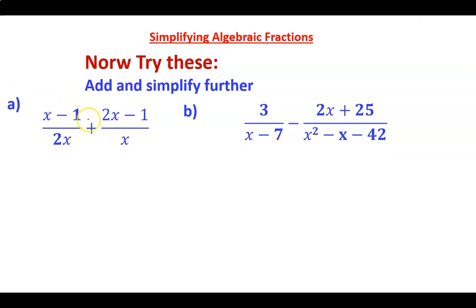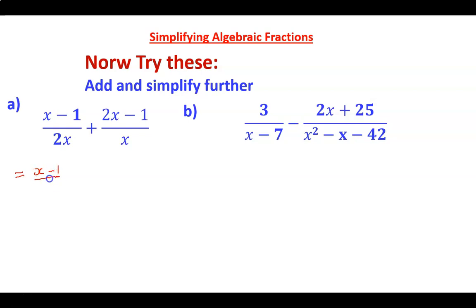First one. We got x minus 1 divided by 2x. We got 2x minus 1 divided by x. We need to add this fraction and this fraction together. The first thing we need to look at is the denominator. This one is 2x and this one is x. Are they the same? No, they are not the same. Can we change x to 2x? Yes, we can. We need only to times 2 here. So let's do that step first so that we get two same denominators.